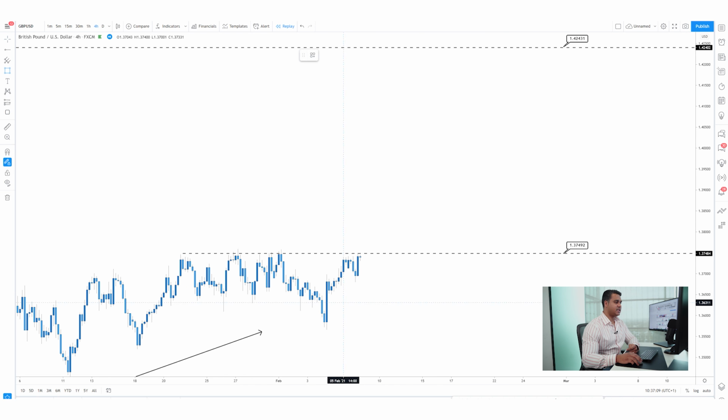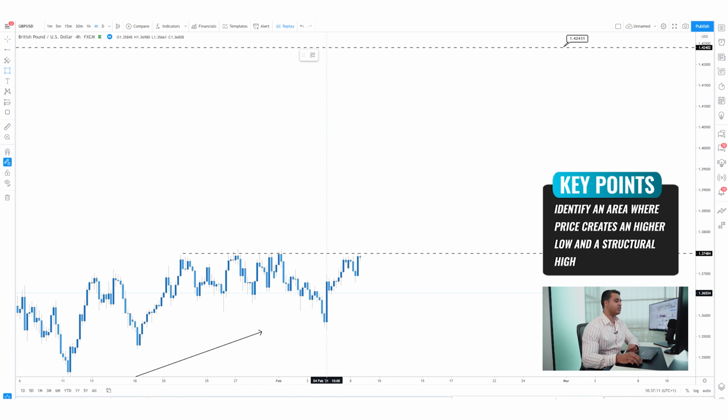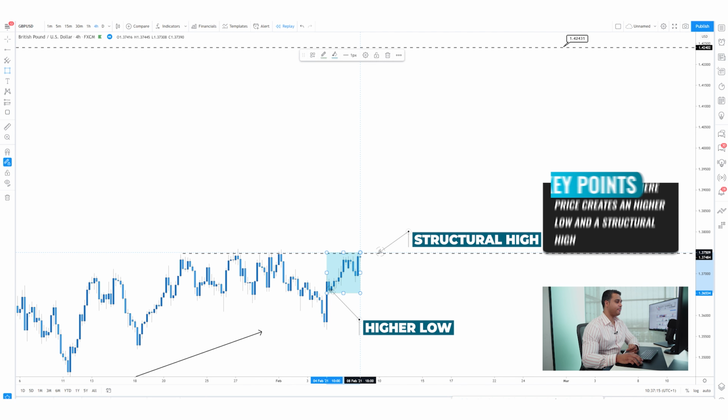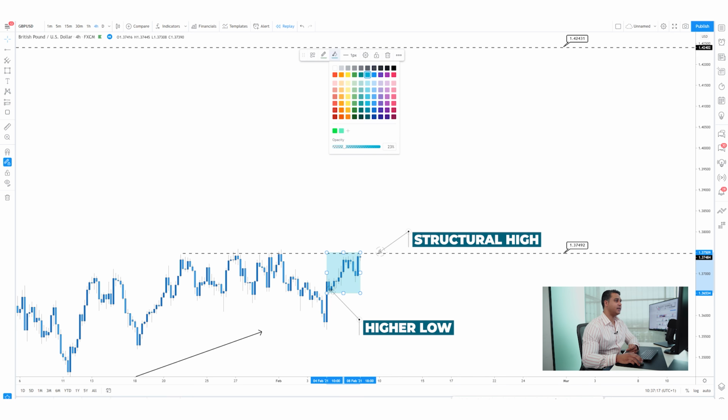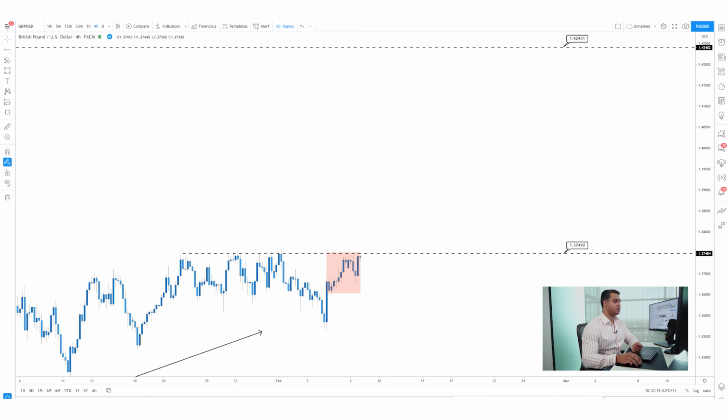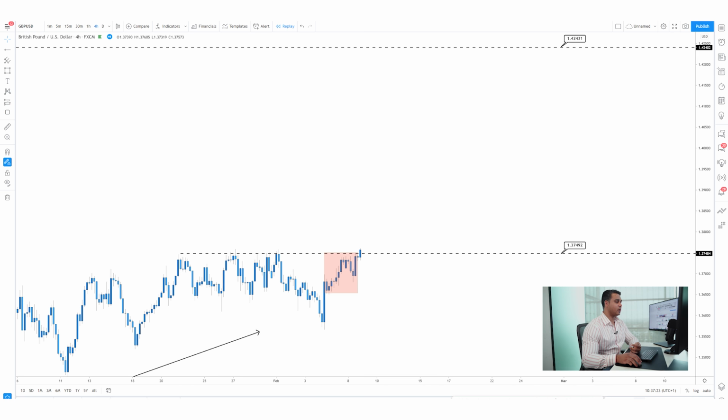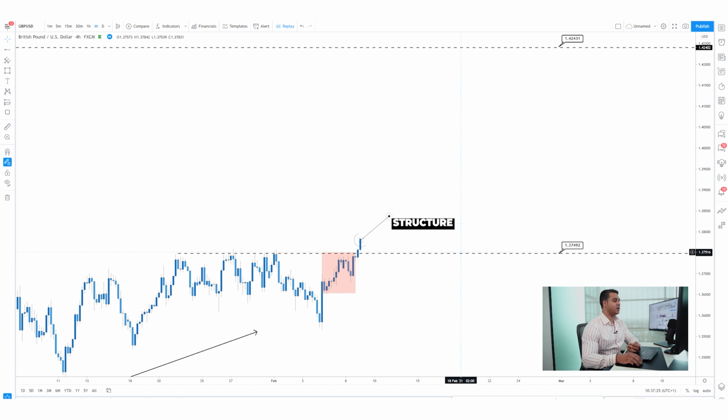So the first thing we want to identify here is an area where price created a higher low and the structural high, which is this here. This is our first area that we want to identify. Now, in order to take a trade, what we want to see the market do is break above structure. And once price breaks above structure, then we can identify that there's true momentum in the market.